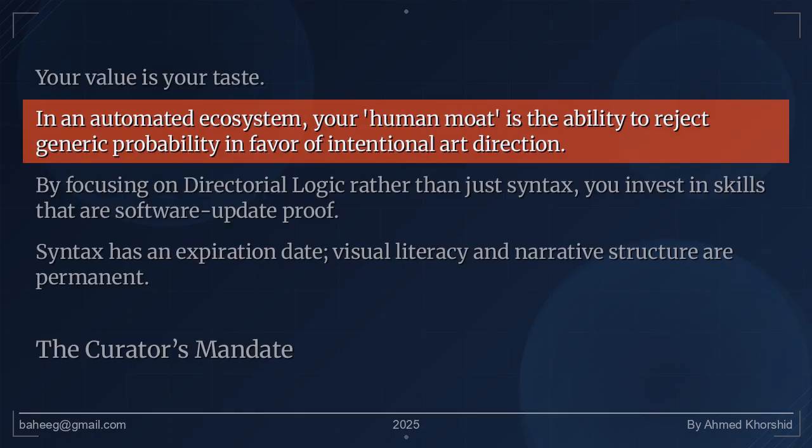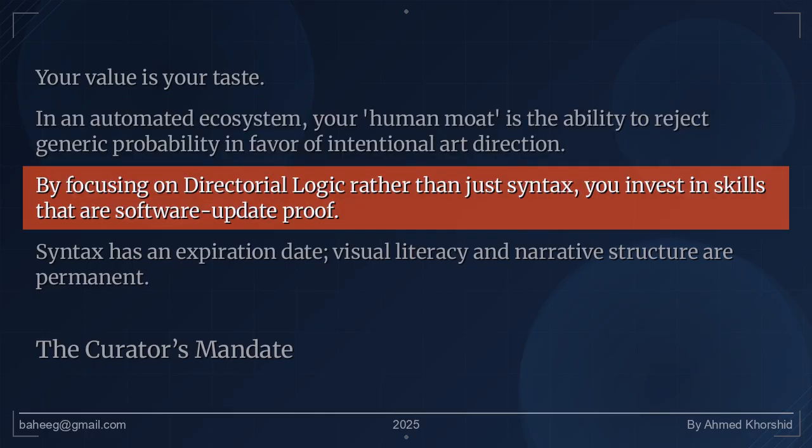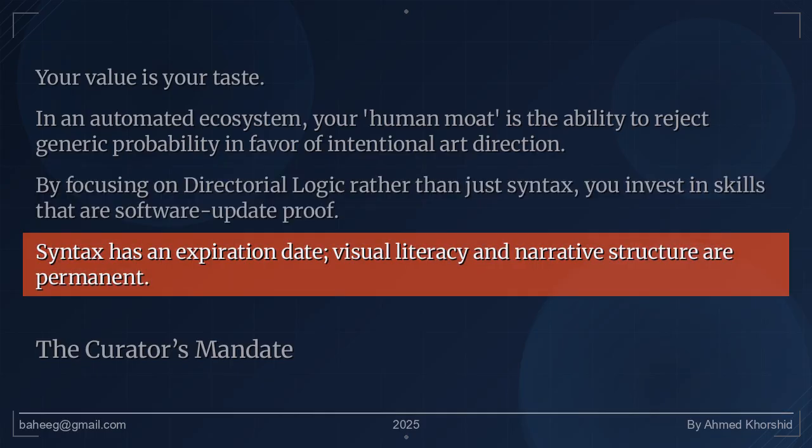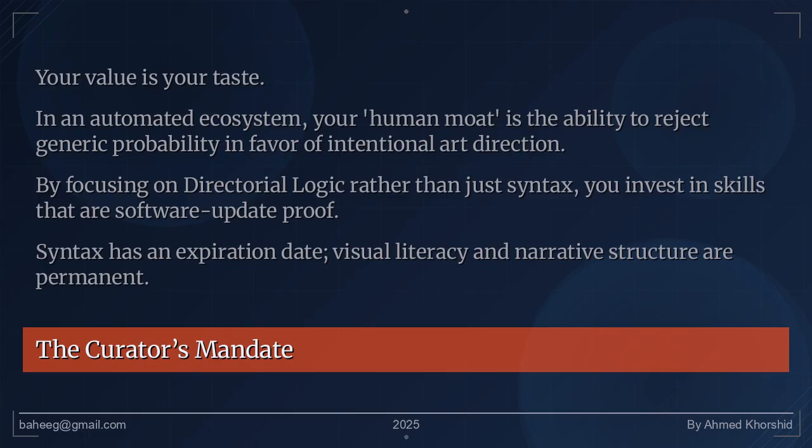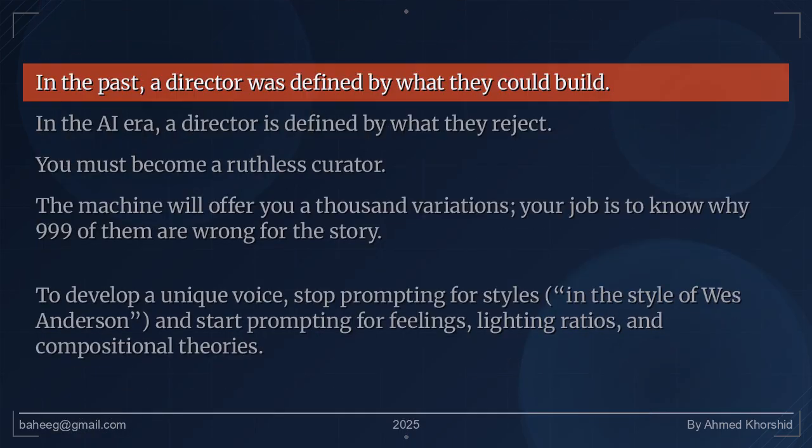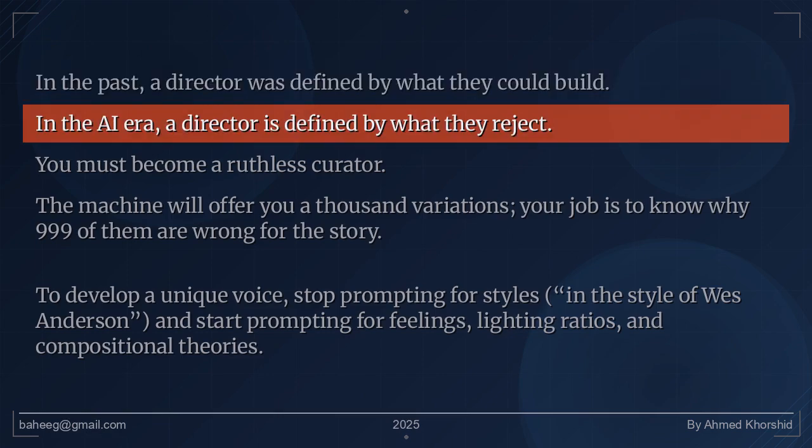In an automated ecosystem, your human moat is the ability to reject generic probability in favor of intentional art direction. By focusing on directorial logic rather than just syntax, you invest in skills that are software update proof. Syntax has an expiration date, visual literacy and narrative structure are permanent. The curator's mandate. In the past, a director was defined by what they could build. In the AI era, a director is defined by what they reject.